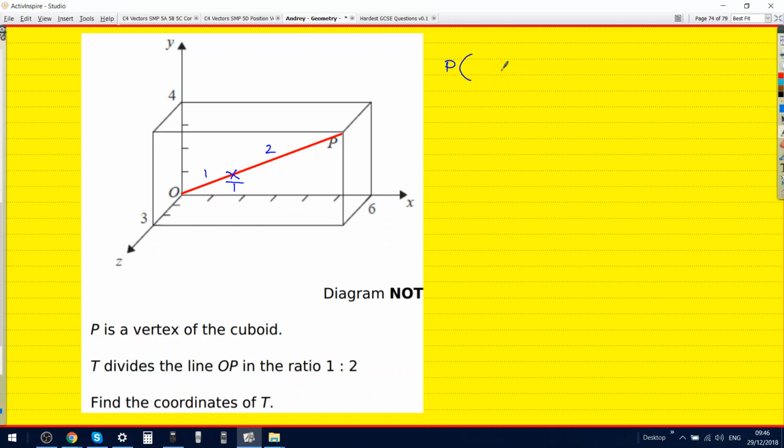So I think the lines around P, it's got like 3 and 4. So you have 4 up on the Y, 3 on the Z. How about the X? 6. Yeah. And so what is the coordinates for O? Is it just 0, 0, 0? Yeah. And so how would you use that to get T?